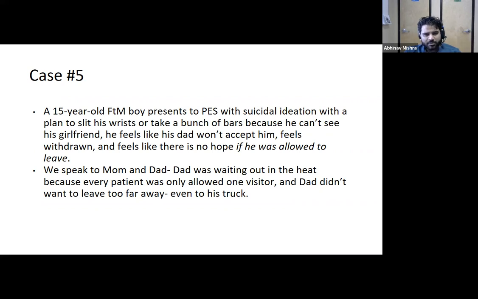We spoke to mom and dad. Dad was waiting outside in the heat because every patient at the time was only allowed one visitor, COVID restrictions. And dad didn't want to leave too far away, even to go to his truck. So we started thinking about this.